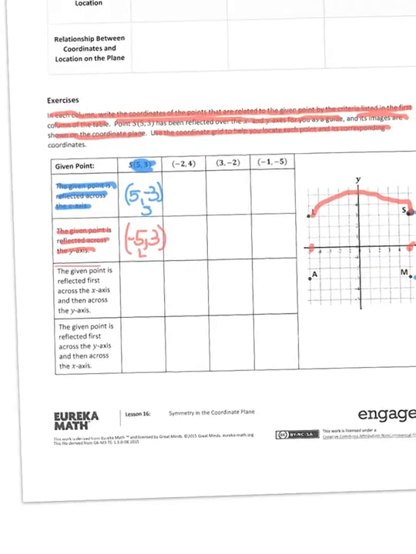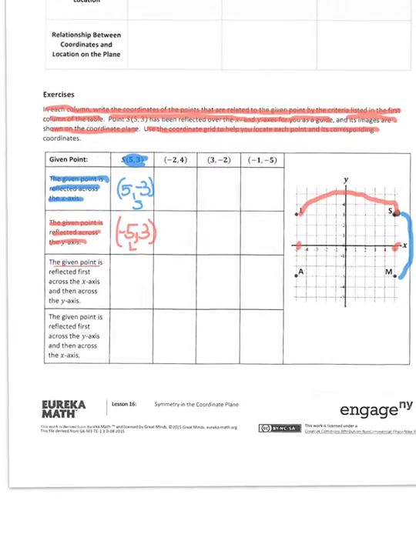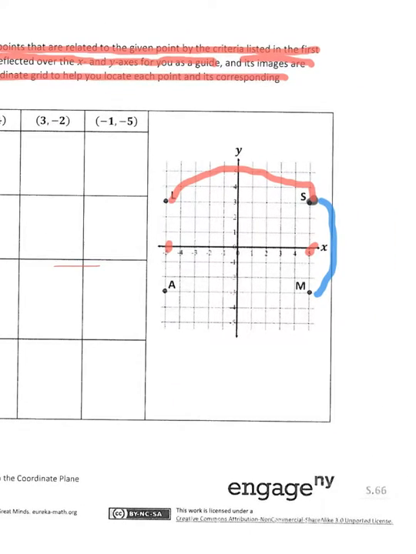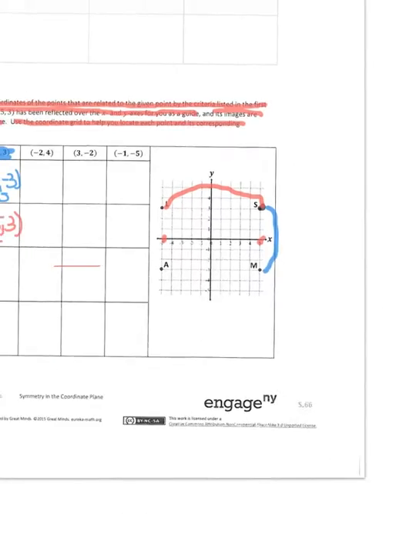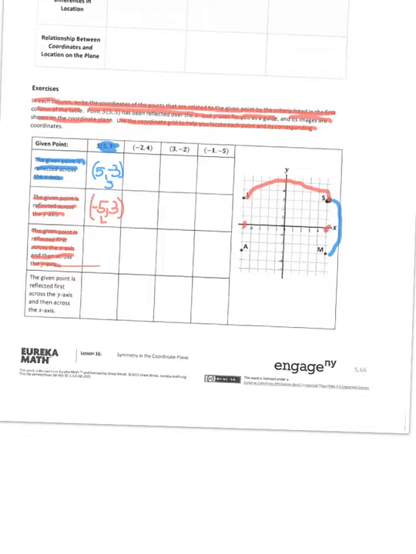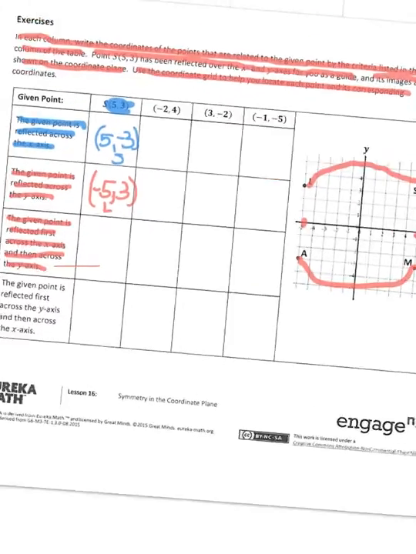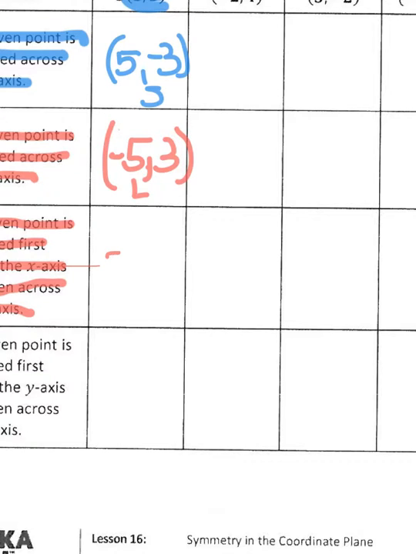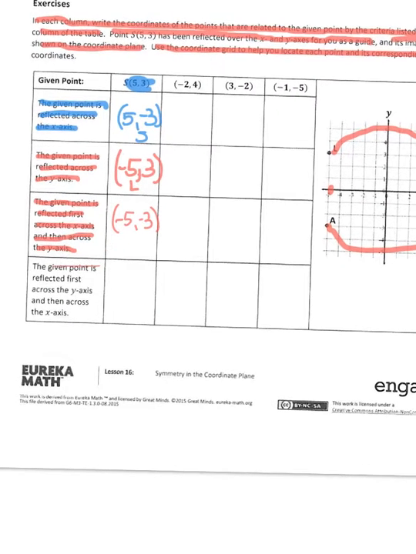Now here are the tricky ones. Right here, there's two reflections. It says the given point is reflected first across the x-axis and then the y-axis. So I'm going to look at letter S. First, I'm going to reflect it along the x-axis, and then I'm going to reflect it along the y-axis, and that takes me all the way to point A, which is negative 5, negative 3, and letter A.